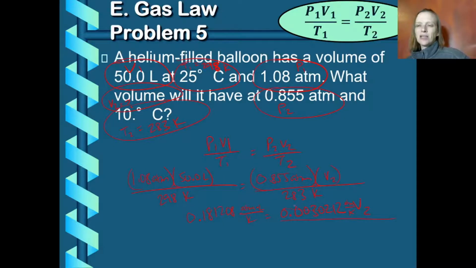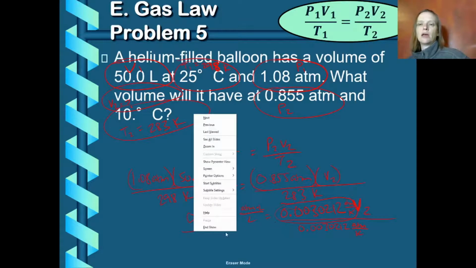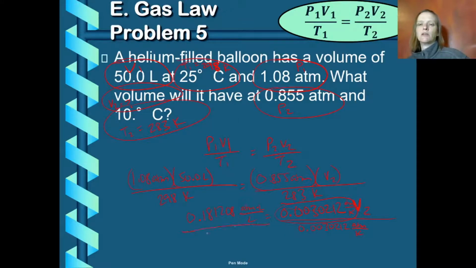So now it's a little easier to see that I need to divide by this number to get volume all by itself. So now we divide both sides by 0.003012 atmosphere per Kelvin. Do the same thing to both sides of the equation. The atmospheres and the Kelvin cancel out, and we're just going to be left with liters. This cancels out entirely, so the only thing we have on the right side of the equation is V2.